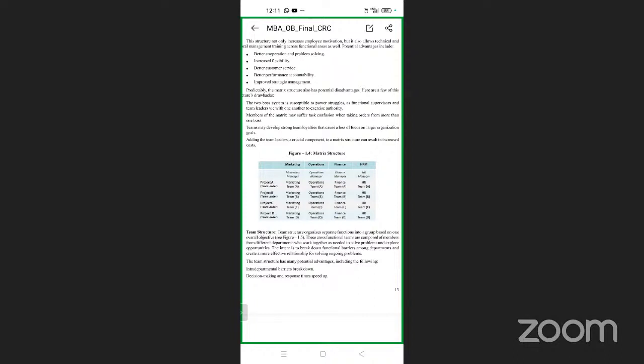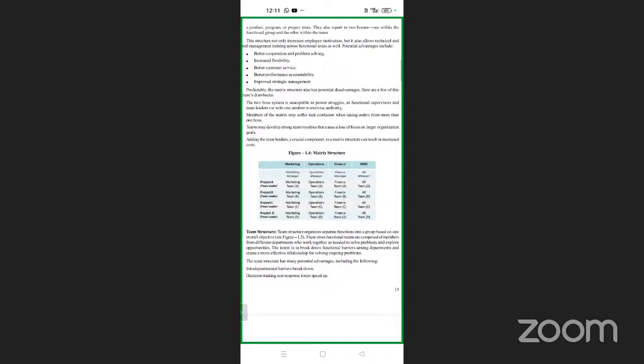The matrix structure has some advantages as discussed, yet they also have certain disadvantages. And the drawbacks in the form of disadvantages are the two boss system, where two people are the boss, functional supervisors and team leaders vie with one another to exercise authority. Members of the matrix may suffer task confusion when taking orders from more than one boss. Teams may develop strong team loyalties that cause a loss of focus on the larger organizational goal. Adding the team leaders, a crucial component to a matrix structure, can result in increased cost.